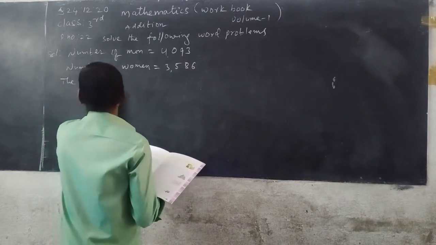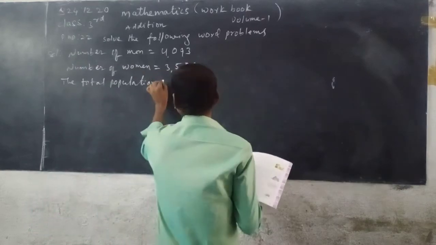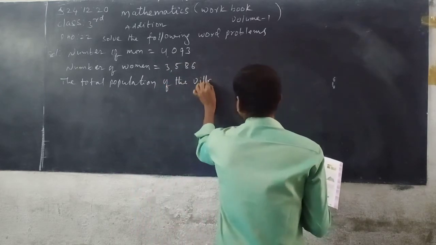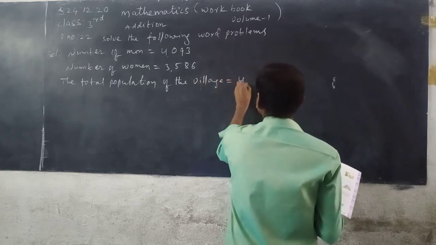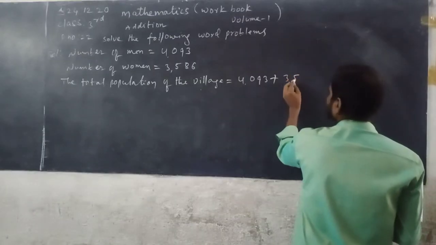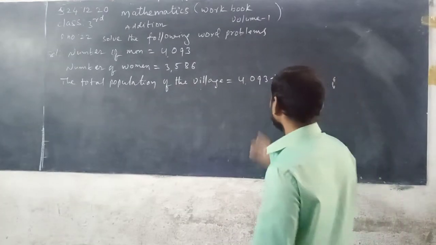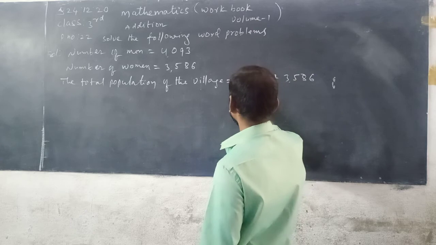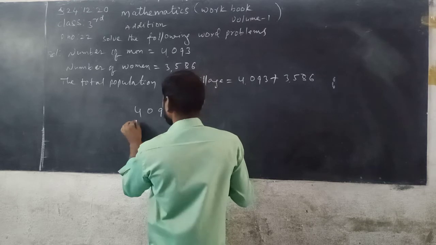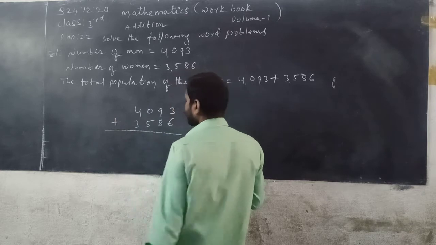The total population of the village equals 4093 plus 3586. So these are 4-digit numbers: ones, tens, hundreds, thousands. First, write the given numbers in column form according to their places.